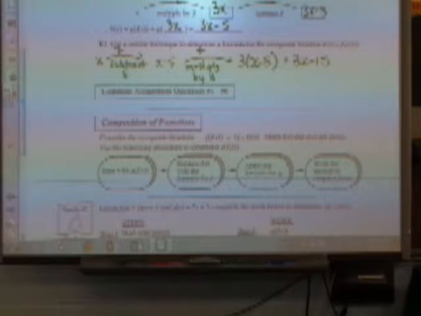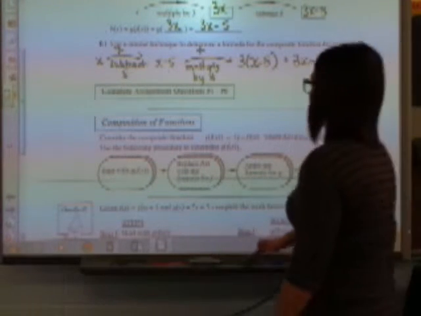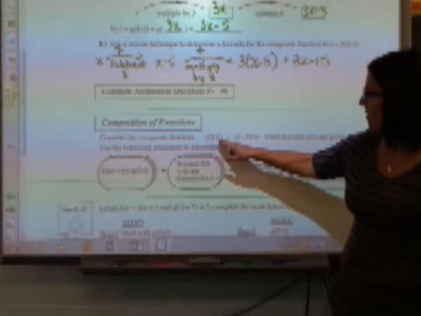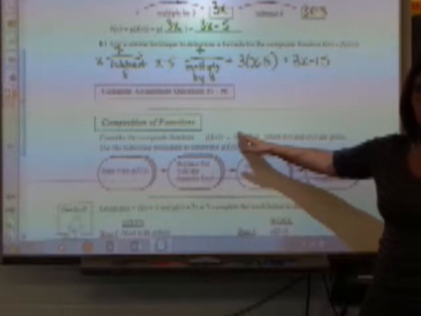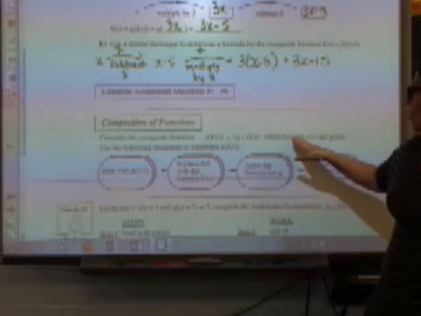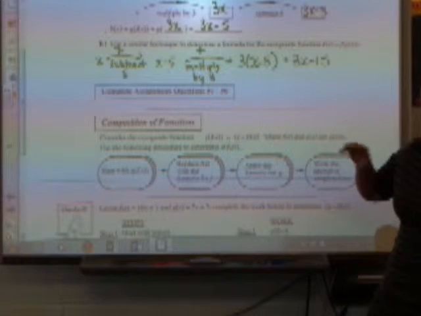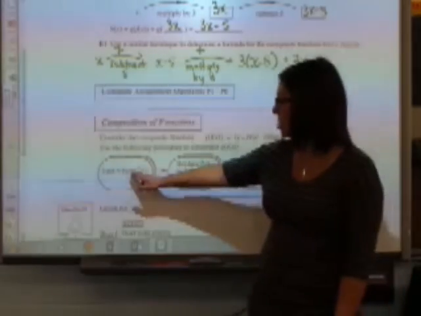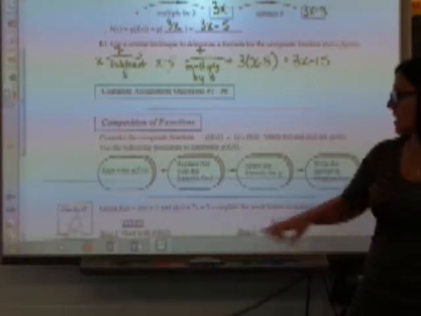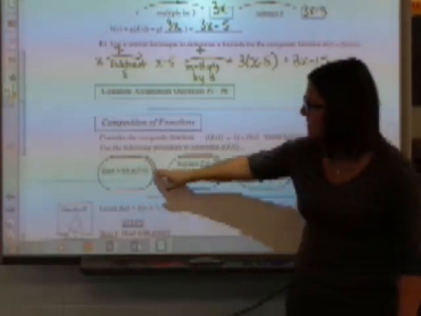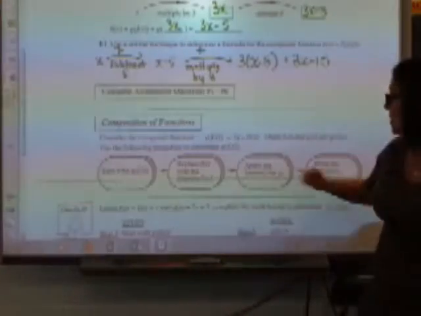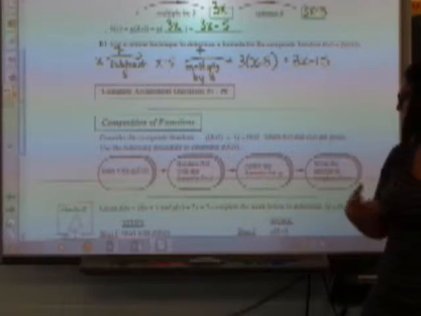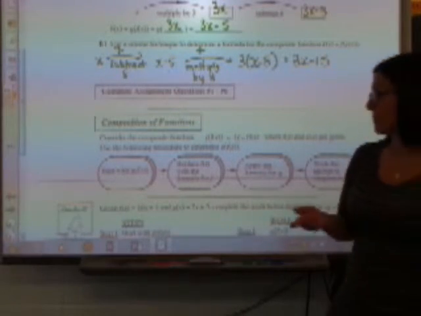Okay? So what we can do as a flow chart says consider the composite function g of f of x. This little o here is the same thing. It means g of f of x. Where f of x and g of x are given, this is the procedure. So you start with g of f of x. You replace f of x with the formula that you were given for f, and then you apply the formula for g. Write it in simplest form.